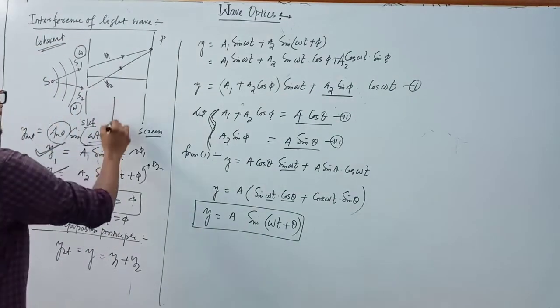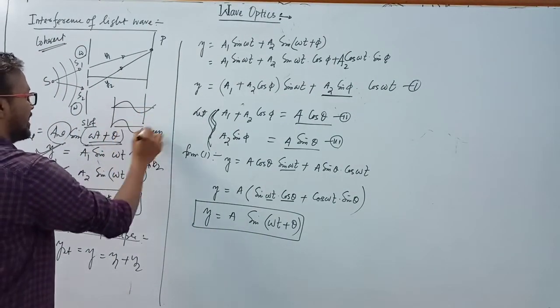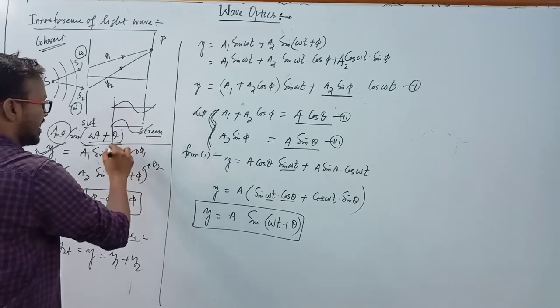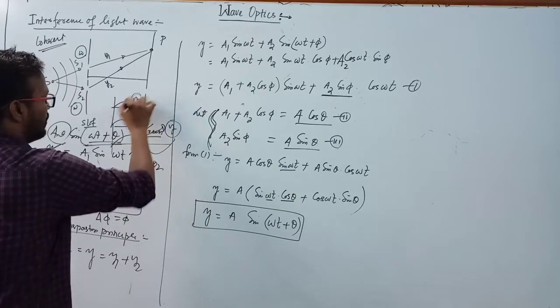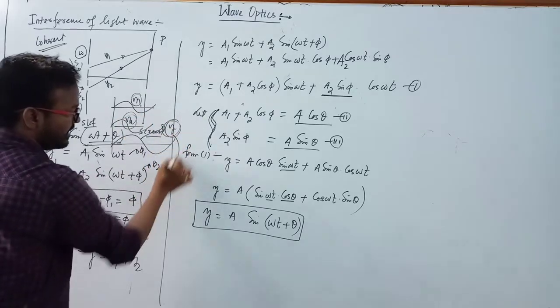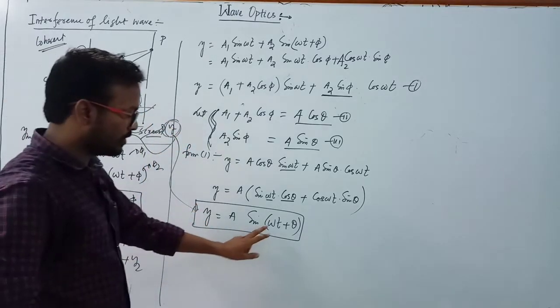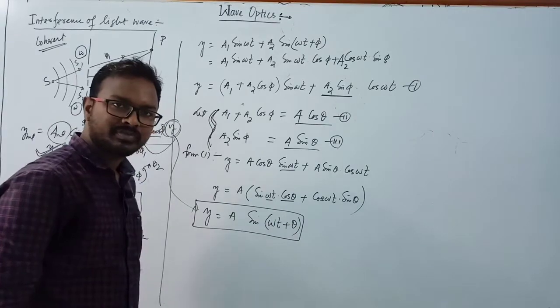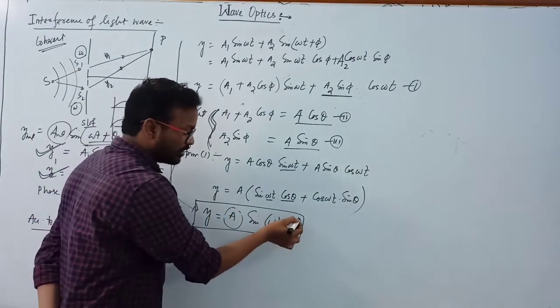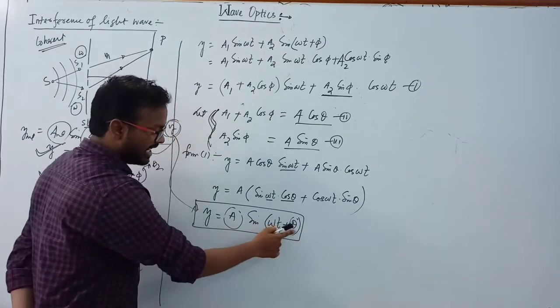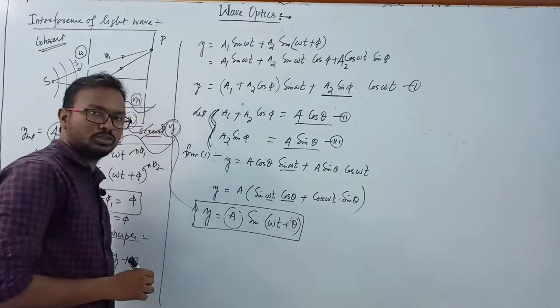That means there is one wave like this, another wave like this. After superposition we get a final wave, and this wave equation is y, where y1 and y2 combine. So y is A sin omega t plus theta. Clear? Now we have to find the value of A and the value of theta, because A and theta are unknown quantities.